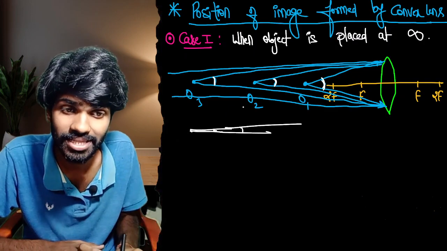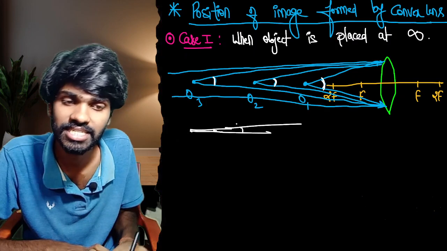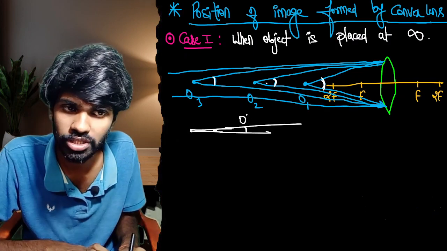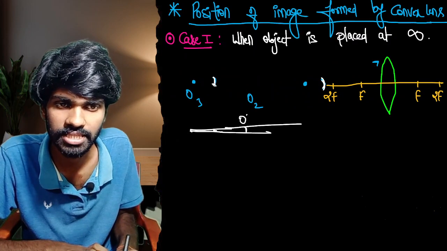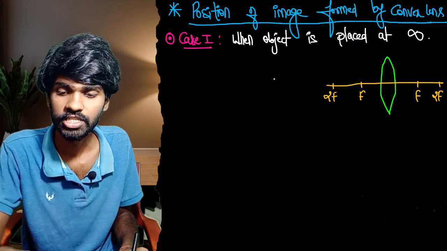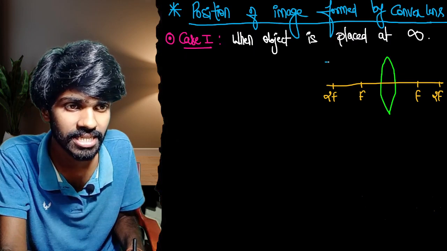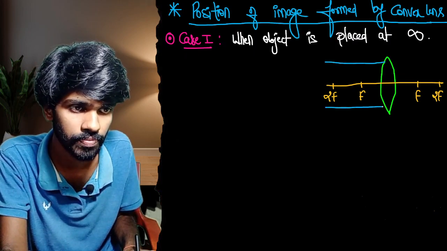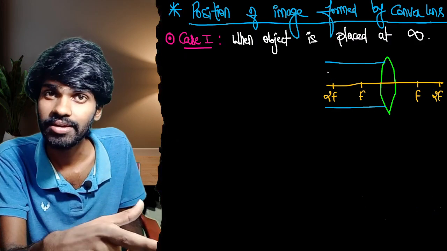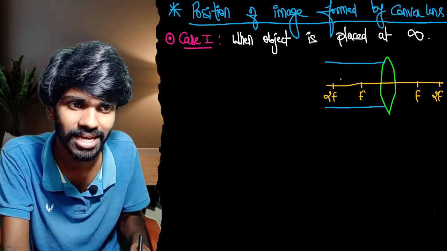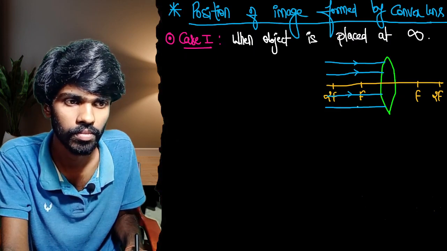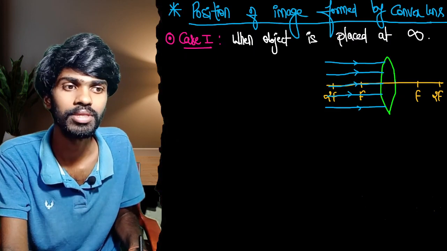If we place the object so far that we call that distance infinity, the angle will be almost equal to 0, and the rays coming to this lens will look like this. Let us draw that. The rays will be almost parallel. Actually, keeping an object at infinity is not practical, but by saying infinity, we mean that the distance is so large that the rays become parallel.